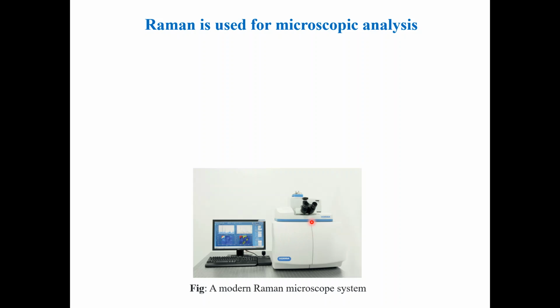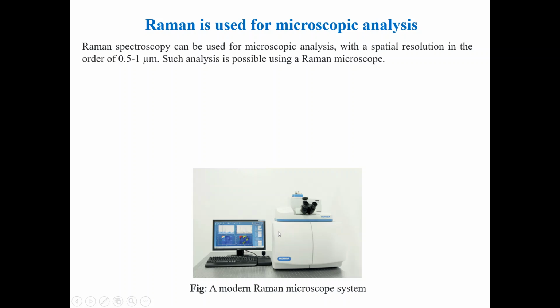So whatever you put here, it's a very simple technique. You just put the sample, you adjust it with the help of an optical microscope, and you get the result for that. So how does the thing happen?